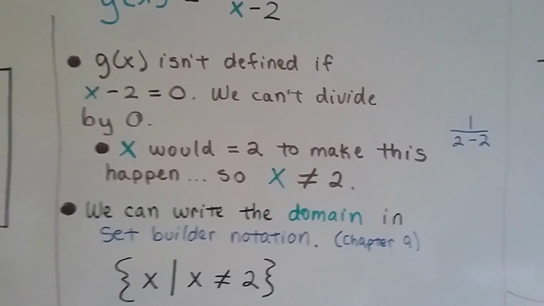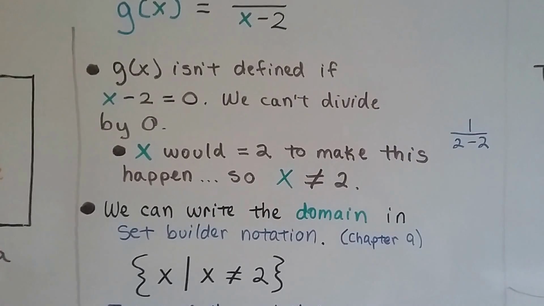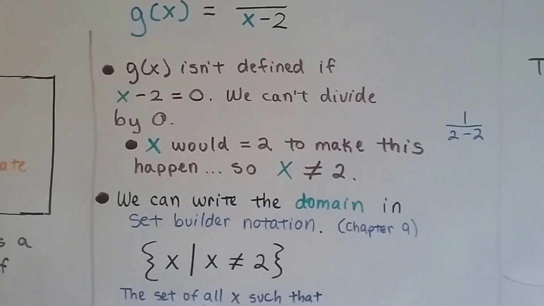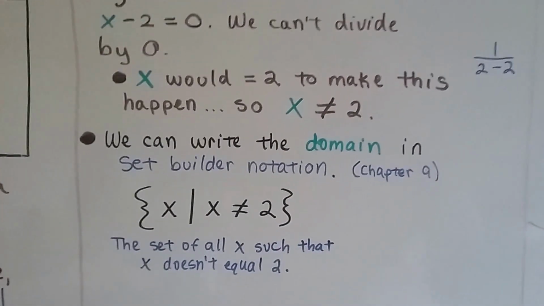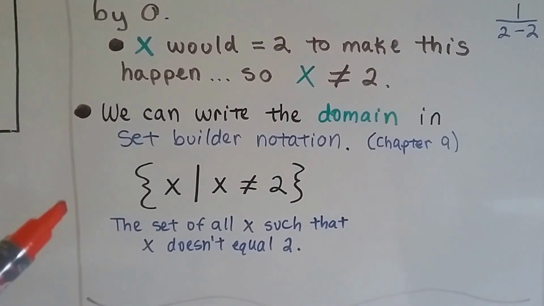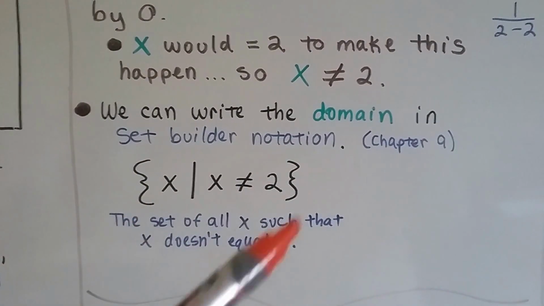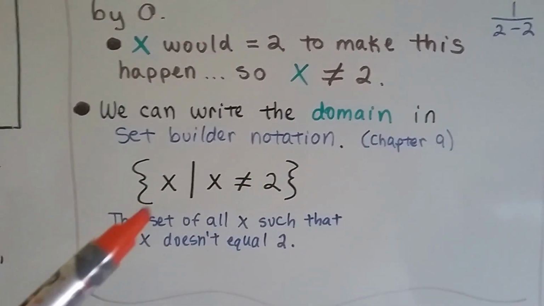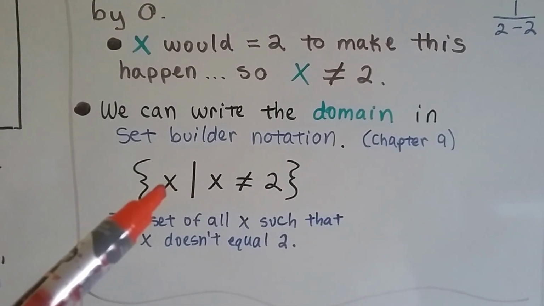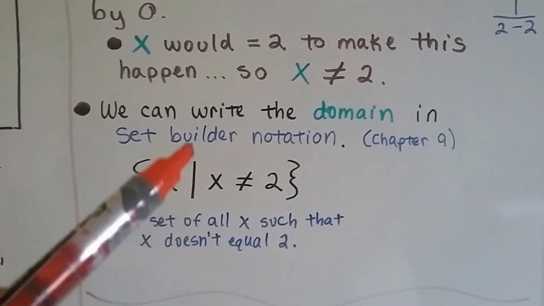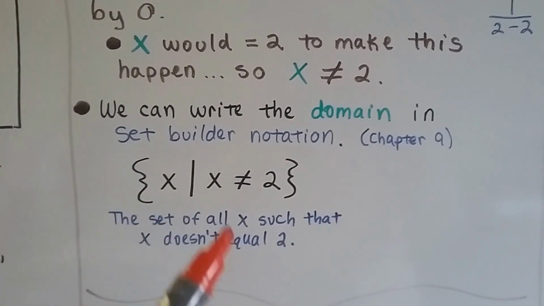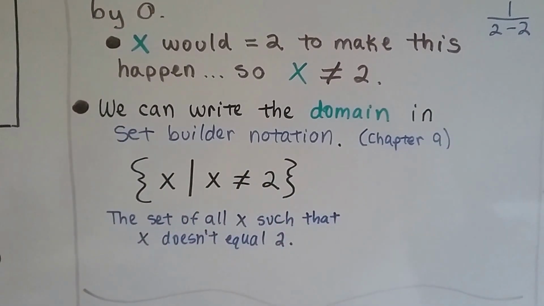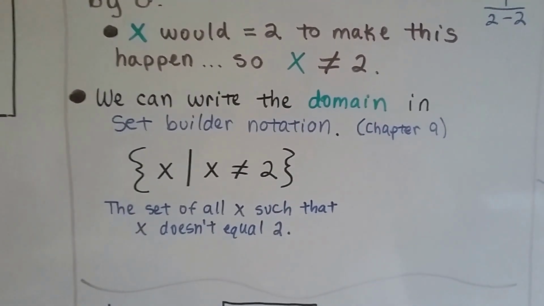We can write the domain in set builder notation. We did that in chapter 9. We're now in chapter 12, and there'll be a link in this description if you want to review that. We write it in set builder notation with set braces, and the set, that's what these braces mean, of all x such that, that's what the bar is, such that x is not equal to 2, okay? And that's our answer, that's our domain.